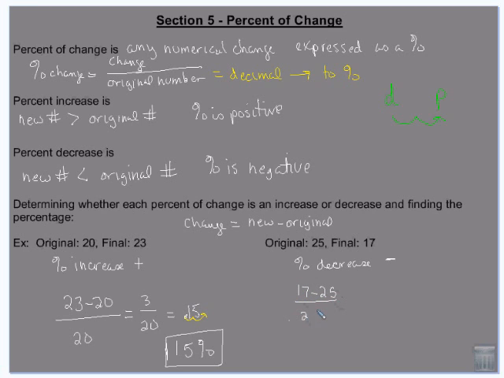So 17 minus 25 divided by my original, which is 25. So 17 minus 25 is going to give me that negative 8. And I'm going to divide negative 8 by 25, and I get negative 0.32. Which, if I move 2 places over, gives me negative 32%.